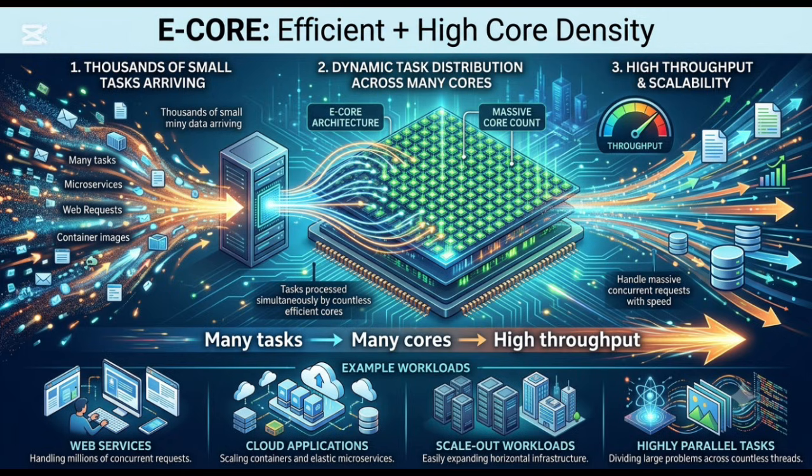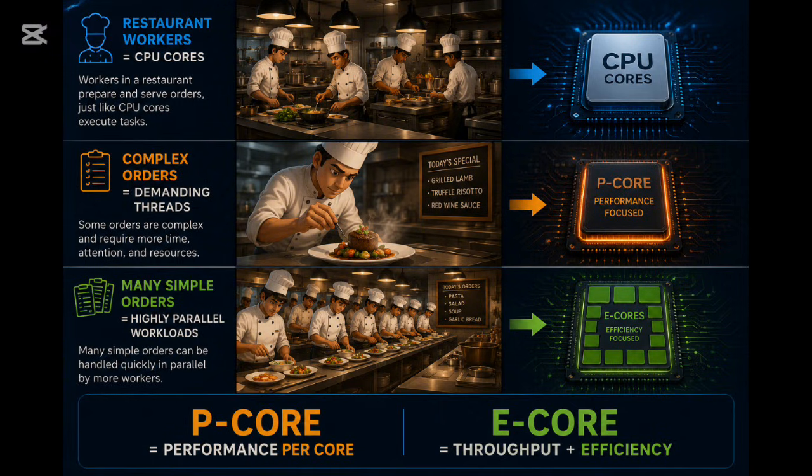Another important factor is power efficiency. For large data centers, electricity and cooling can represent a significant part of the operating cost. So being able to achieve high throughput while using less power can be extremely valuable. So are P-cores better than E-cores? Not really. The better choice depends on the workload.